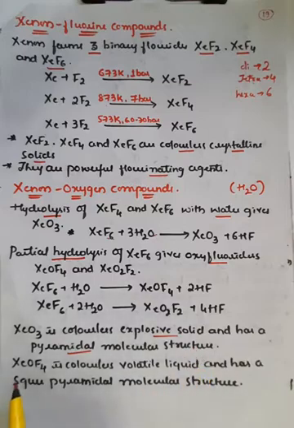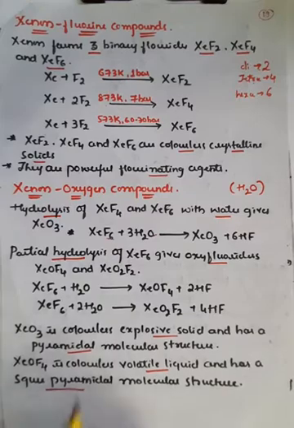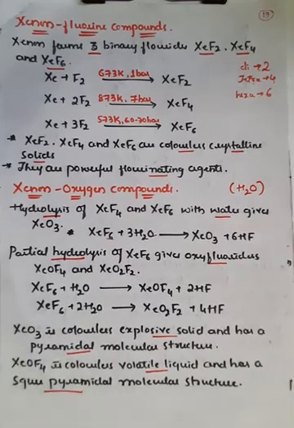And if you go for xenon oxyfluorides like XeOF4, it is also colorless and a volatile liquid, which means it easily evaporates. Generally, we call it volatile in nature. So XeOF4 is colorless, volatile in nature, and has a square pyramidal molecular structure. XeO3 has a pyramidal molecular structure, and XeOF4 has a square pyramidal structure, right?